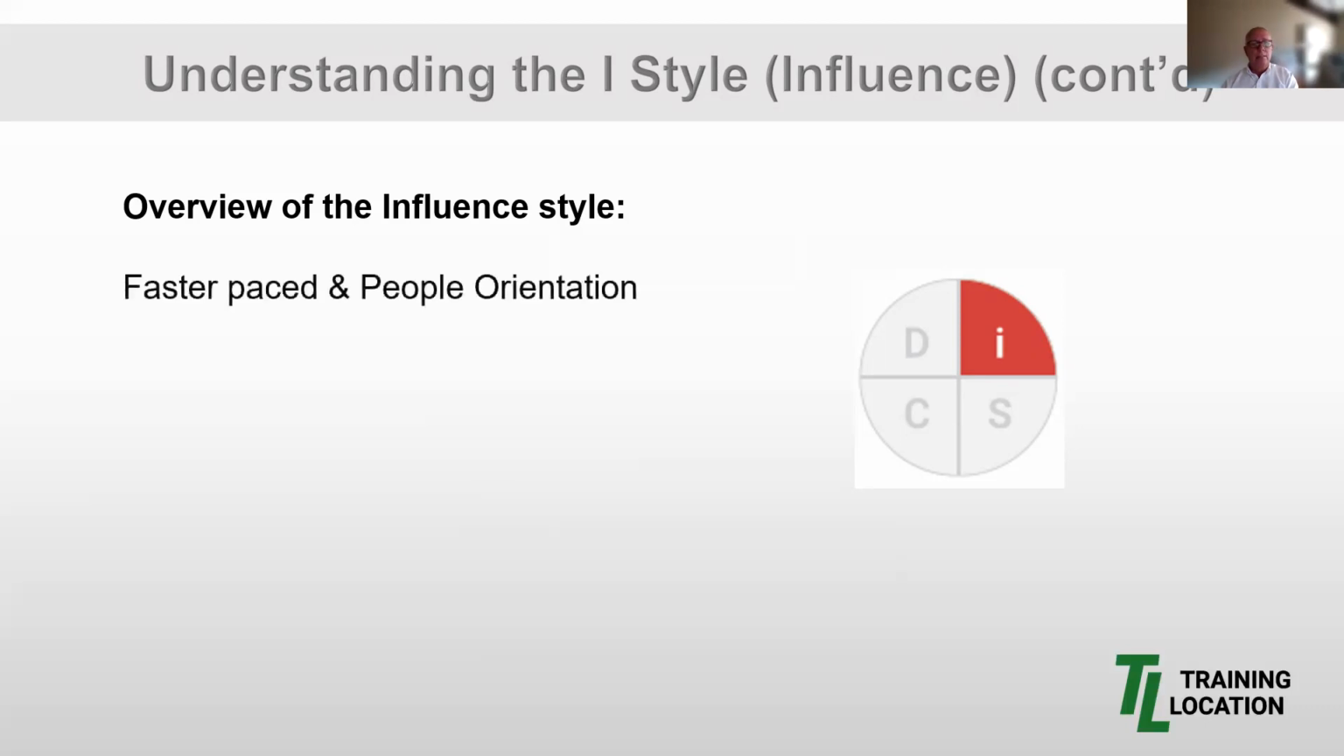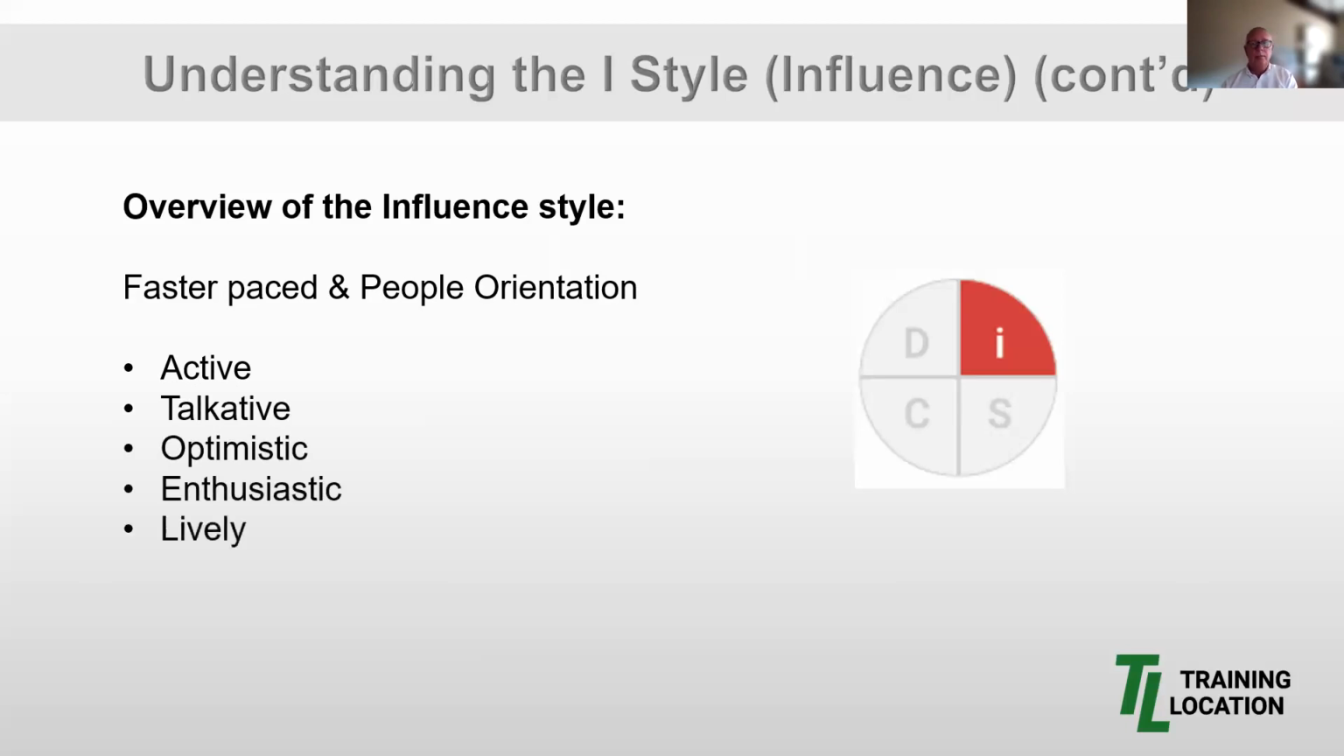As noted, the I style generally has a faster pace coupled with a people orientation priority, prefers to actively engage others, is enthusiastic and collaborative. Other descriptors of a higher I might include active, talkative, optimistic, lively, naive, passionate, and social.